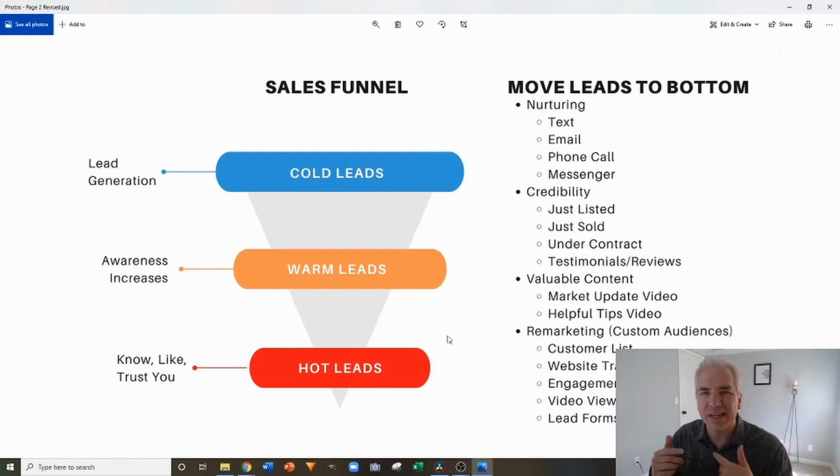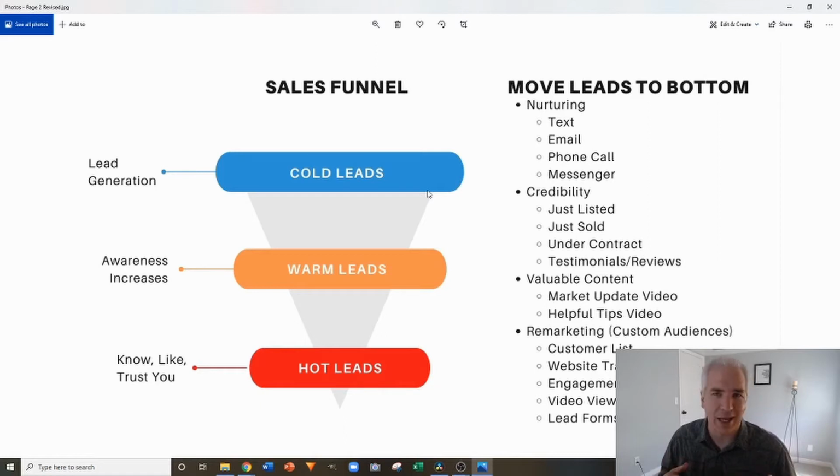Now, as you're running lead ads, will some of the people be ready to do business with you right away, even though they don't know, like, and trust you yet? The answer is yes. However, that's going to be the exception. It's not going to be the rule. The rule is that the majority of the time, what you've generated is a cold lead. So as we generate leads, they're going to be cold. The problem that most agents and most of these companies have is they think that lead generation is the end of the process. They've done their job. When the truth is, it's the starting point.